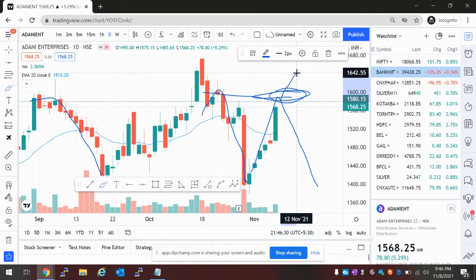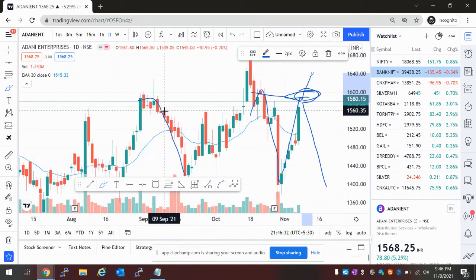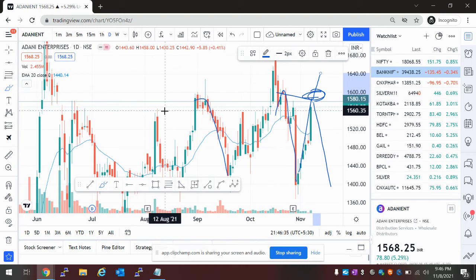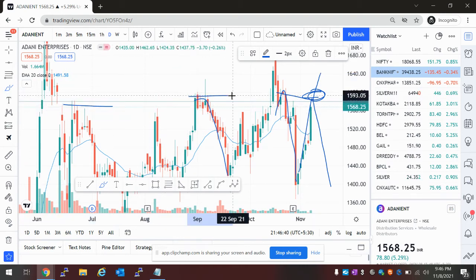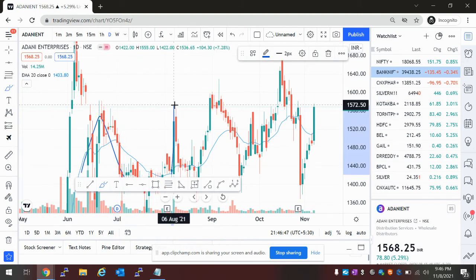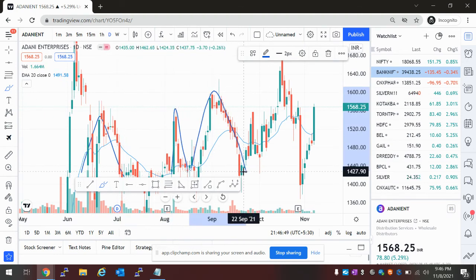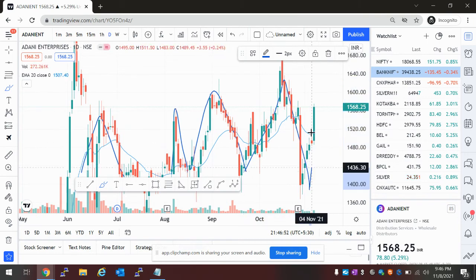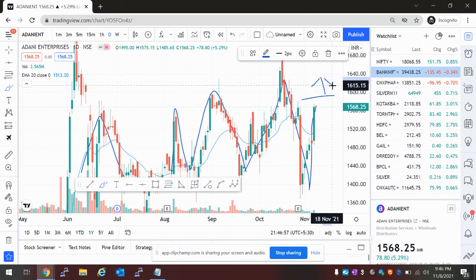Either it tests again, the same situation which I said in Infosys, because it is a very important point. See how it reacted here. Again, if you see, one time it went there, pulled back, went there, pulled back, went there, pulled back. When it pulls back, can it break above the price of 1600? That will be answered tomorrow. 1585 is an important mark you need to check in Adani Enterprises.